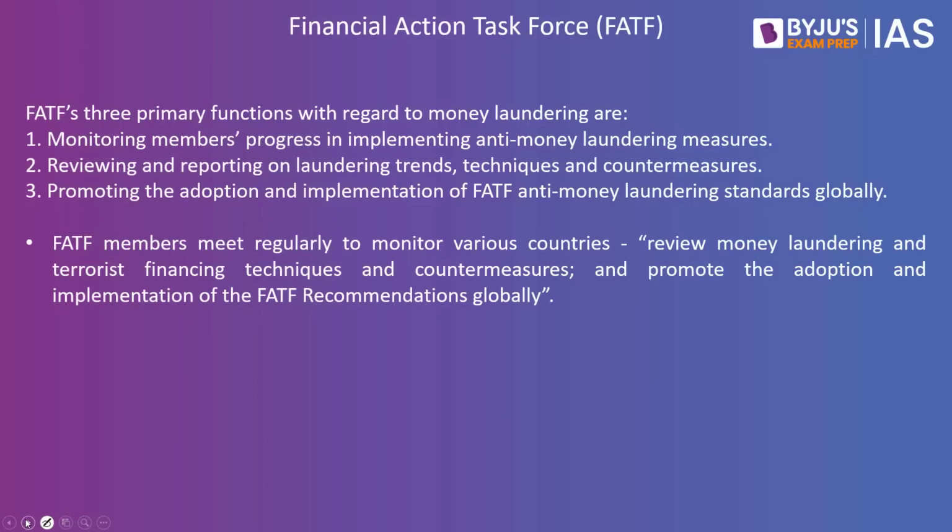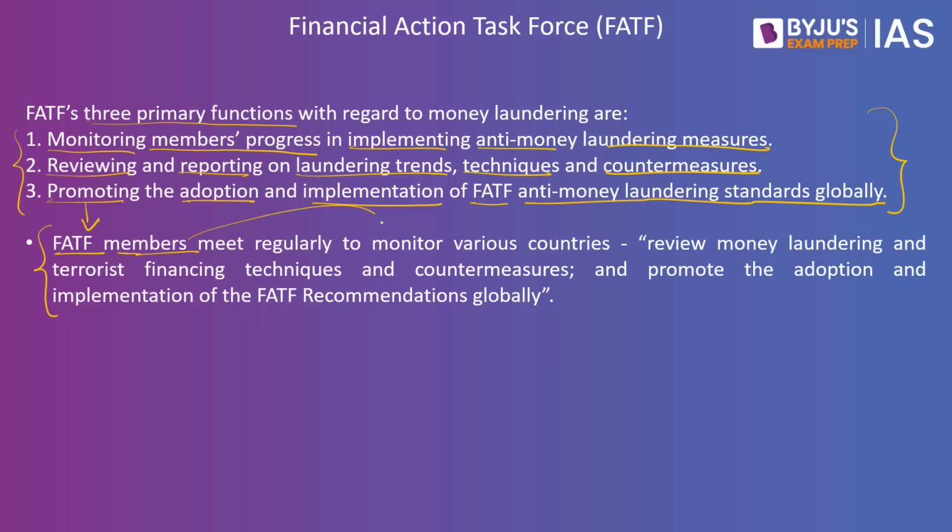Apart from this, the FATF has 3 primary functions, which includes monitoring members' progress in implementing anti-money laundering measures, reviewing and reporting on laundering trends, techniques, and countermeasures, and promoting the adoption and implementation of FATF anti-money laundering standards around the world. So this intergovernmental body meets regularly, and the member countries have the powers to review the performance of other countries and jurisdictions during periodic reviews, plenary sessions, and while evaluating the mutual evaluation reports that are submitted by the countries. Through these powers, FATF members can review money laundering and terror financing techniques and countermeasures, and they can promote the adoption of these regulatory standards that are recommended by the FATF.